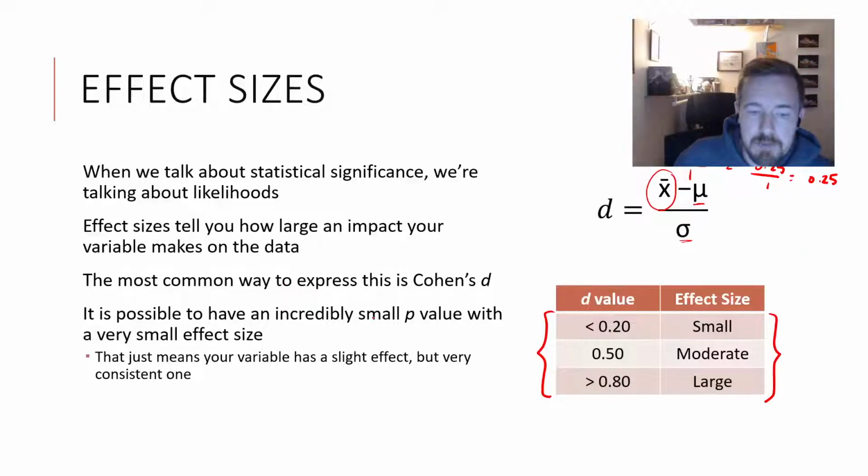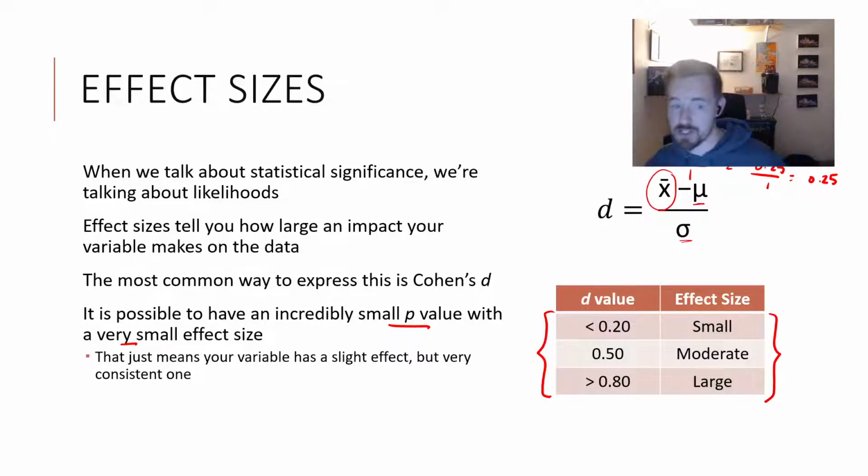So it is possible to have a really small p-value and a very small effect size, but it's also possible to have a very small p-value with a very large effect size. They're not always completely related like that, so it's okay if those things do look different.